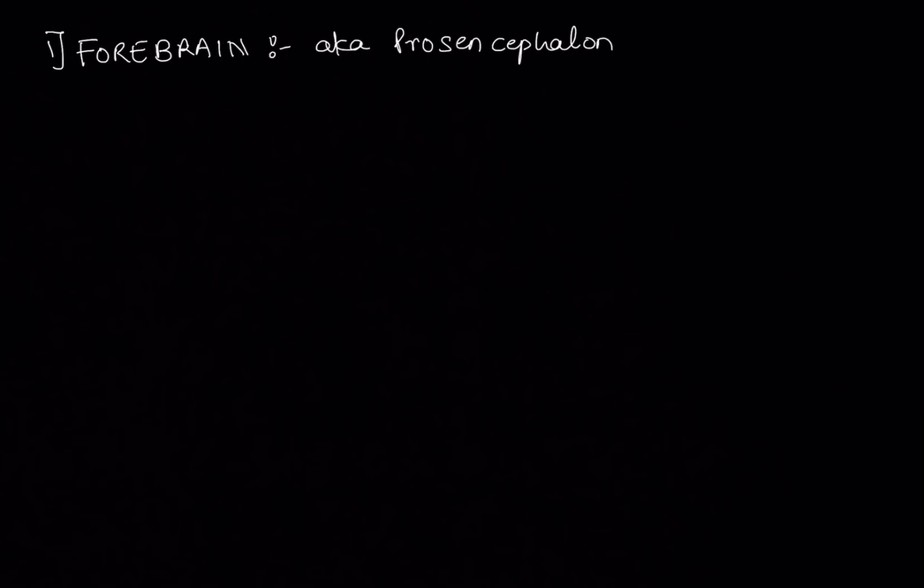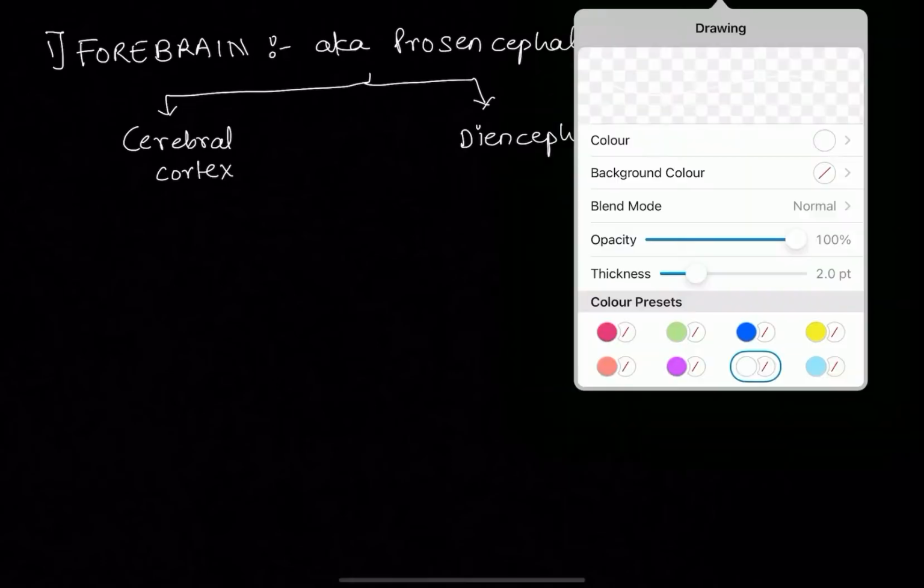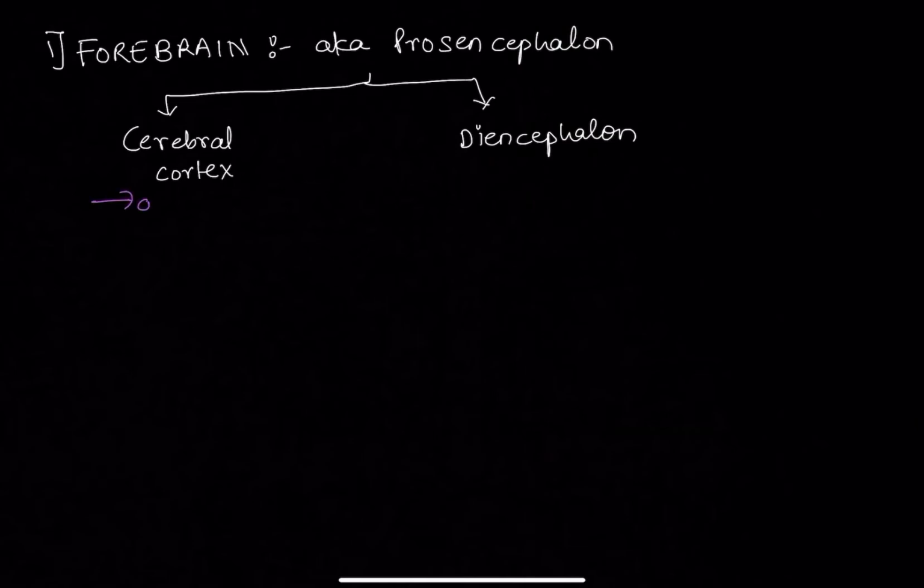So the forebrain is also known as prosencephalon. Why is it so? Cephal means head, pro means first, so the first head, it's prosencephalon. Now this forebrain or the prosencephalon is made up of two brain structures. The one is the cerebral cortex and the other is the diencephalon. Now the cerebral cortex is also known as telencephalon.